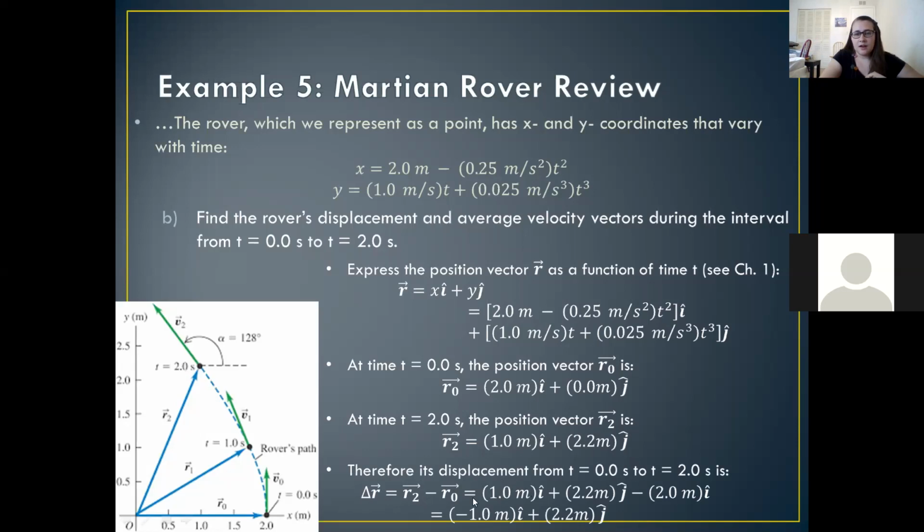and here we have r2, 1 i hat plus 2.2 j hat. And then we subtract r0, 2 i hat. And so we see in that line we have 2 i hat things and 1 j hat thing. So we'll combine those 2 i hat things together. 1 i hat minus 2 i hat gives us negative 1 i hat. And then there's nothing else to combine with the j hat vector, so we just take it back down. Okay, so that's our displacement.